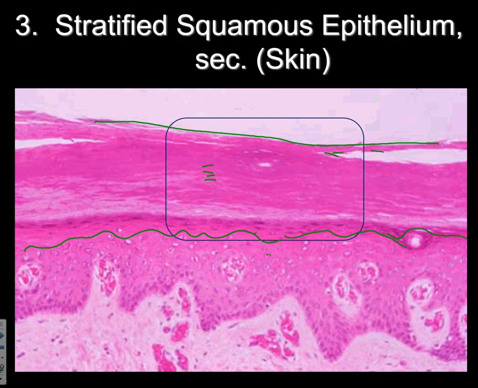Now near the bottom, it's hard to make out in this particular picture. They're a little bit more cube shaped on the bottom where they're closer to all the blood supply that's down here. And that's where they're doing their growing and dividing. So they're not quite squamous yet, but they are classified as a squamous cell.